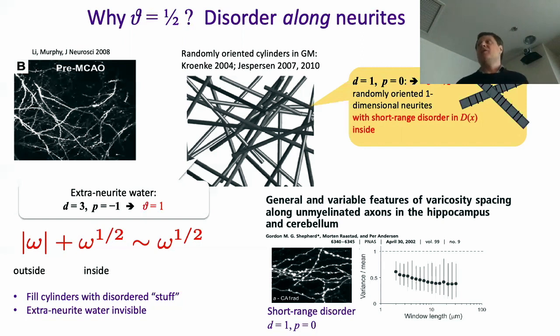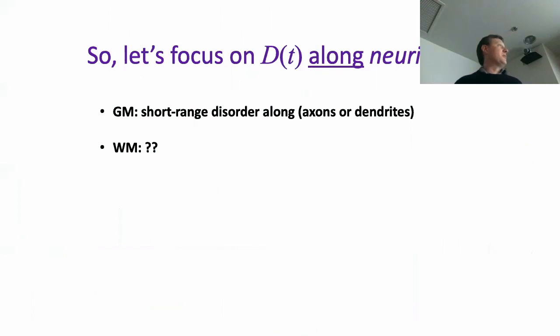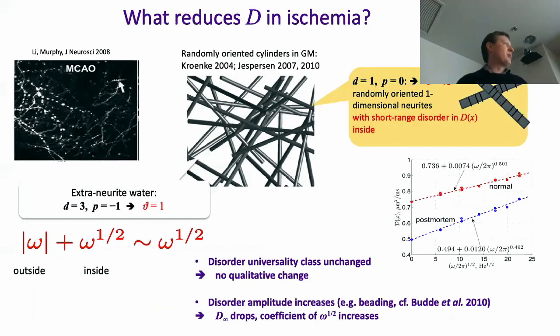And more importantly, you see that everything changes in stroke, but the universality class doesn't change, so there is no qualitative change in the structure. However, you see that diffusivity drops and the slope increases, and those two things are compatible with assuming that the disorder amplitude increases.